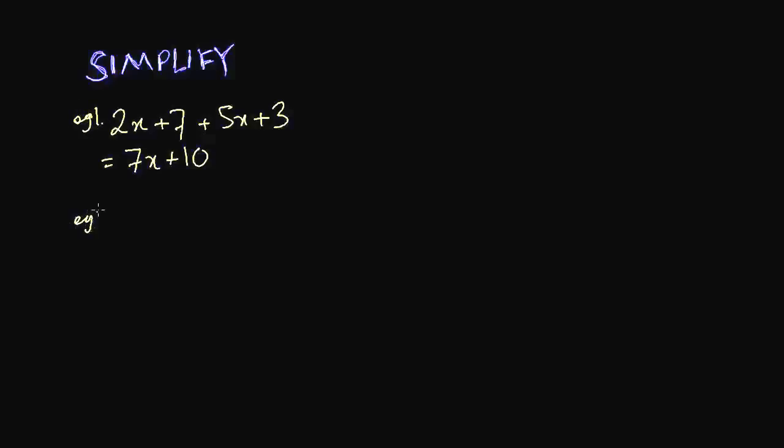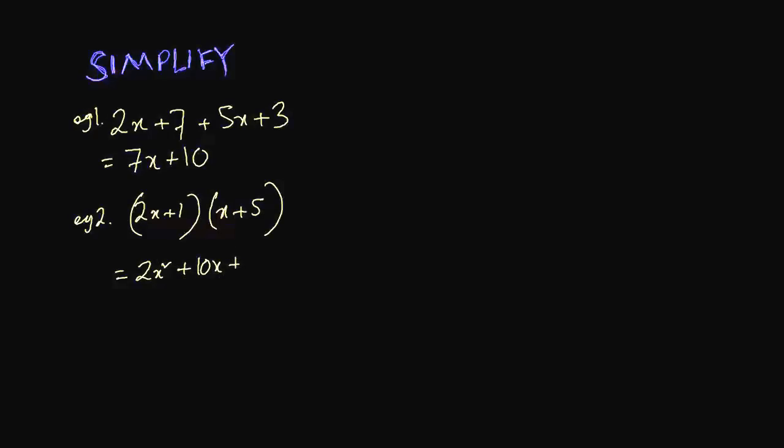Let's do example 2. Now here we can have an example where we have multiplication. For example, twice x plus 1, x plus 5. So what we do is we multiply this. Twice x into x is twice x squared. Twice x into 5 is 10x.